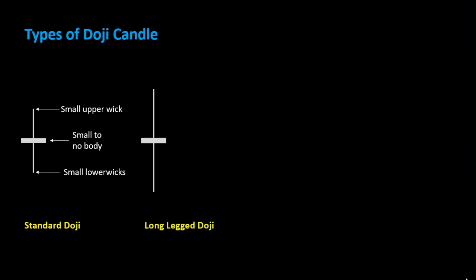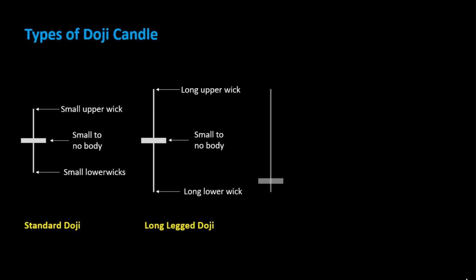Next we have the long-legged doji, having a small to no real body with long upper and lower wicks. This candle indicates high volume, but this is also an indecision candle and we wait for the next candle closure to get stronger confirmation. In the gravestone doji the open and close are near the bottom, with a long upper wick.